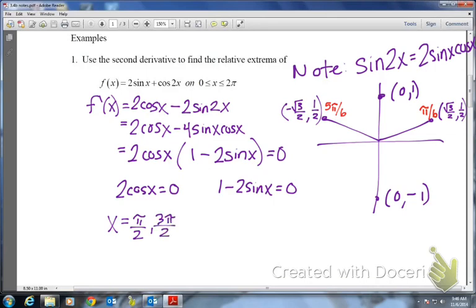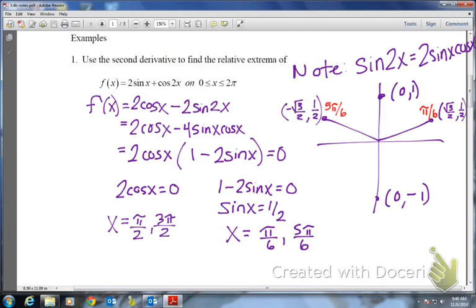And then for the second one, if I subtract 1 over to the other side and divide by negative 2, I get that sine of x equals 1/2. So where does sine equal 1/2? Pi over 6 and 5 pi over 6. That's perfect. All right, good.